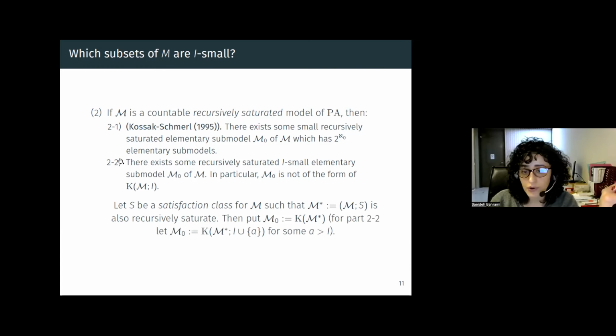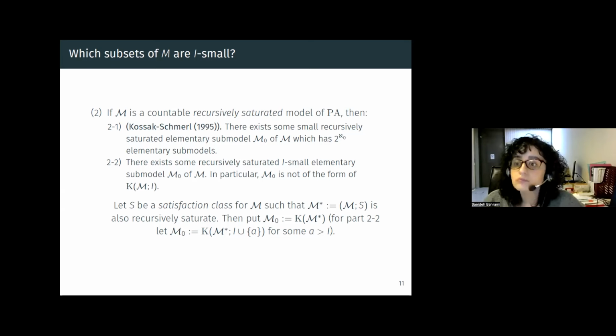For the second part, we can put M0 to be equal to K of M0 and I union A sum A such that A is not in I. We need these to prevent that M0 to be equal to I. In a similar way, we can prove that this is I small and it is recursively saturated because S intersection with M0 is a satisfaction class for this one as well.